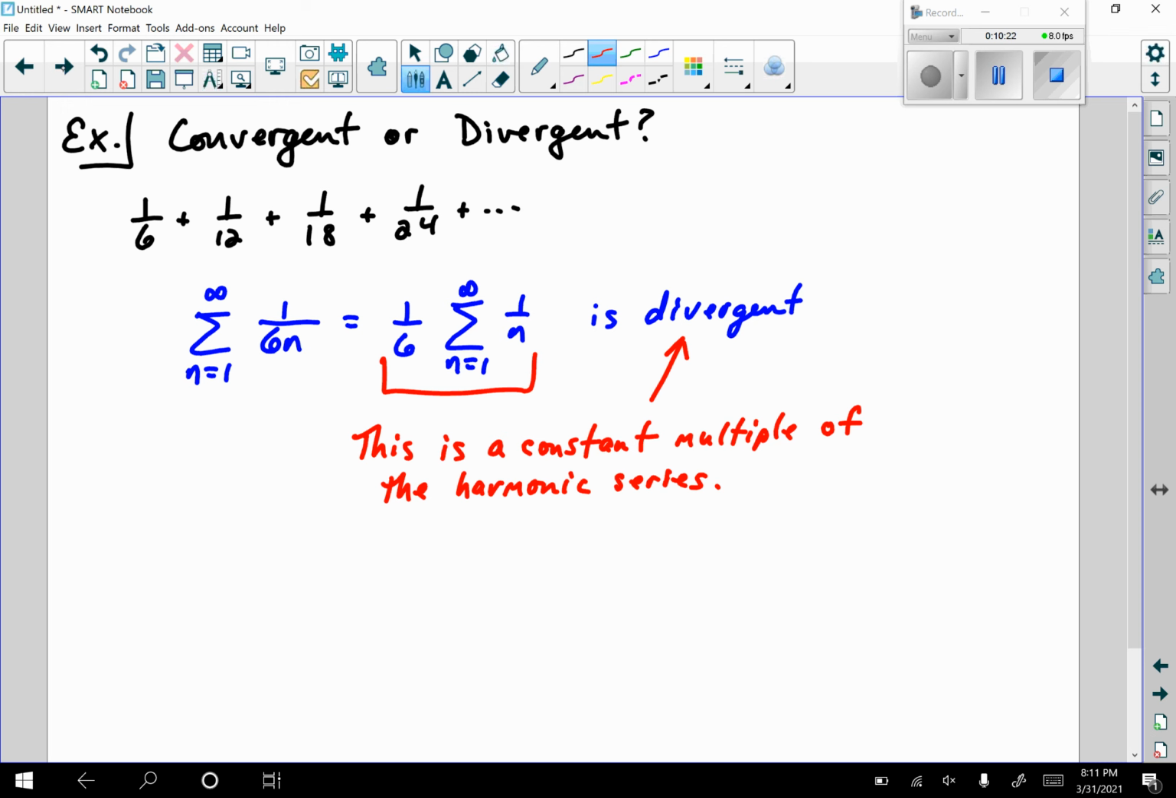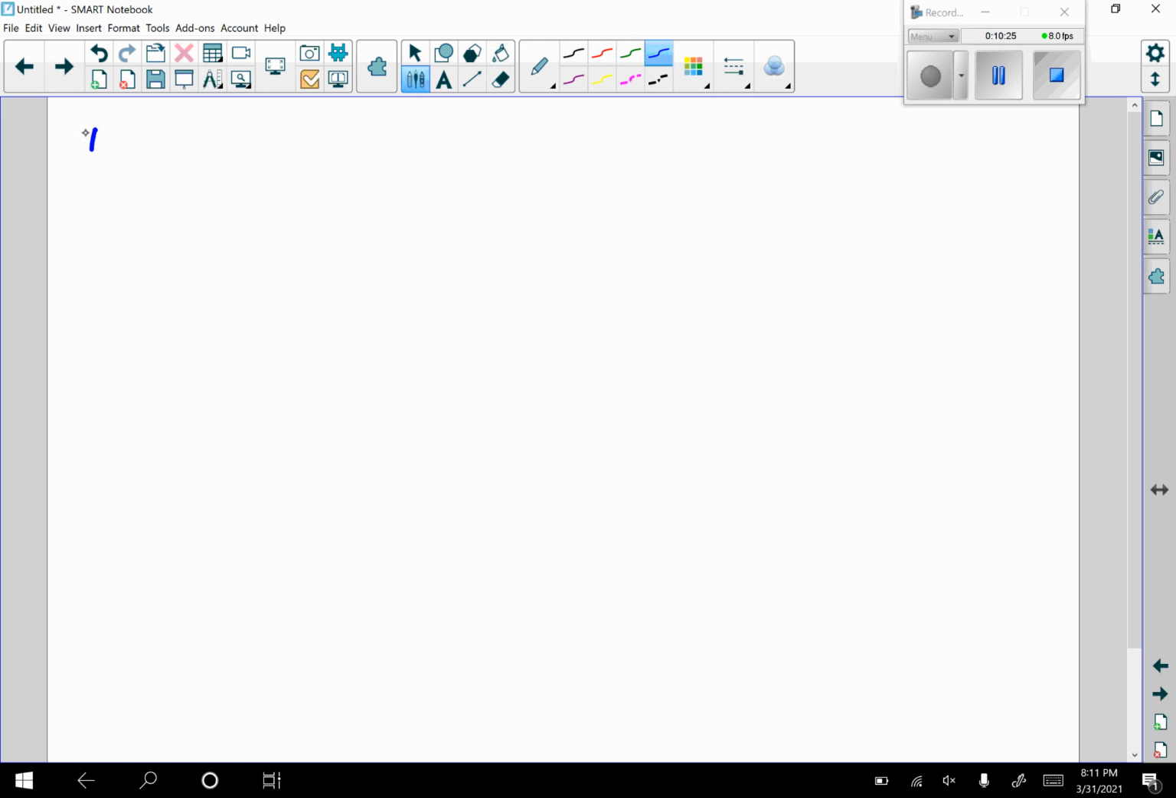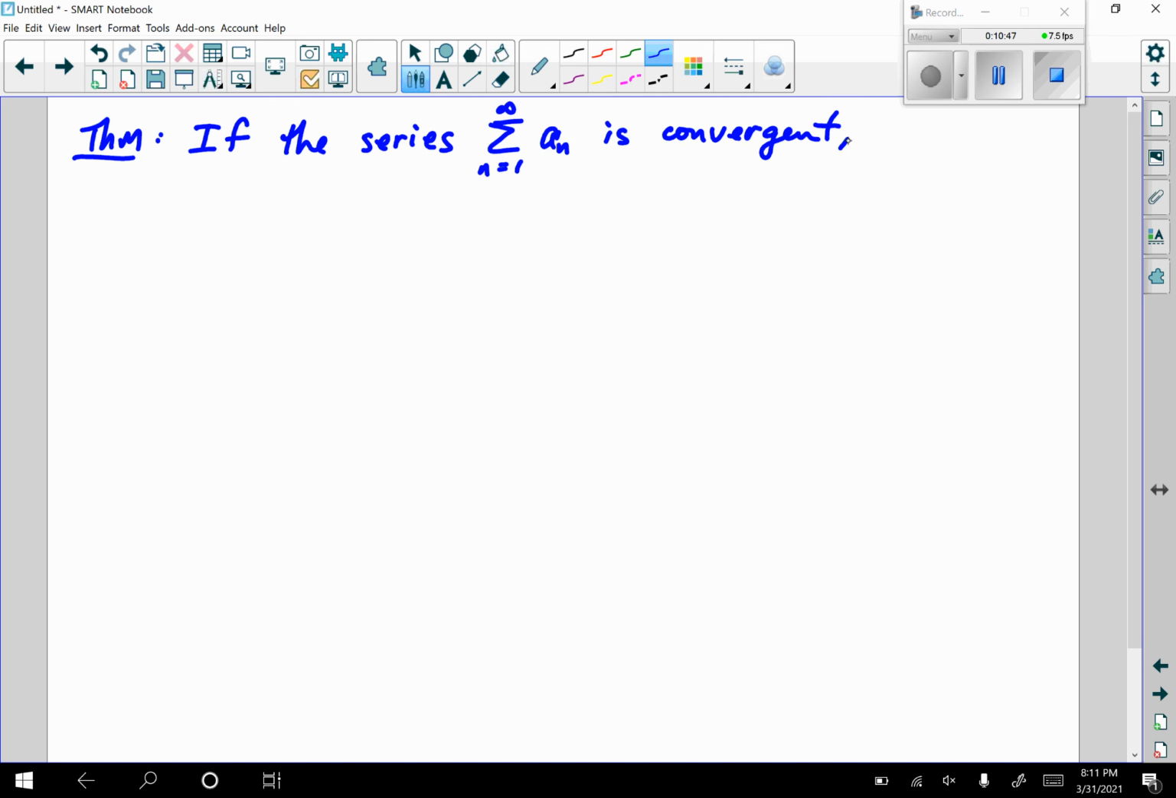All right, so let's take a look at a theorem. So if we're looking at this series here and it's convergent, then the limit as n approaches infinity of the sequence here is going to equal 0.